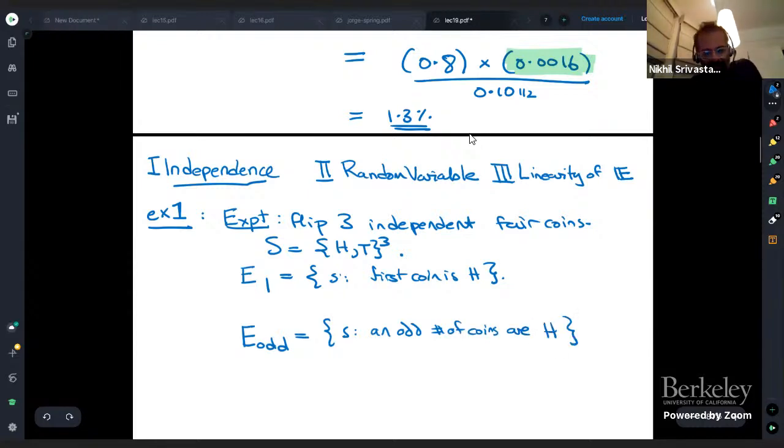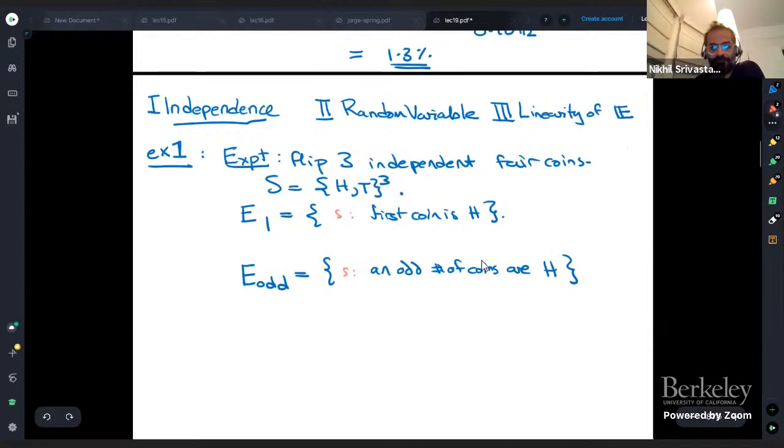Now, events are always sets, subsets of the sample space. And so they are always sets of outcomes. So often, in the practice of probability theory, we don't even write this as "such that". We just write it this way, and it's implicit that there's an S such that here. Okay, so these are two events.